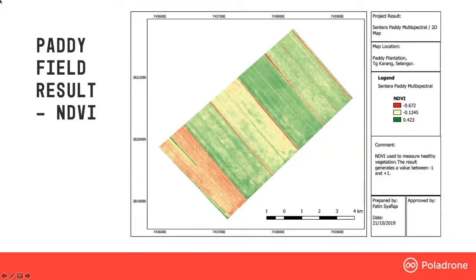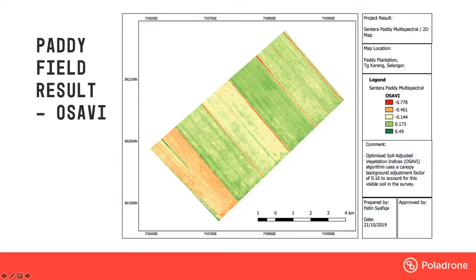And then the next one is called NDVI. NDVI is also usually used to measure vegetation health. The result will generate a value between -1 and +1. The higher the NDVI value, the better the plant's health, and the lowest values show poor health.